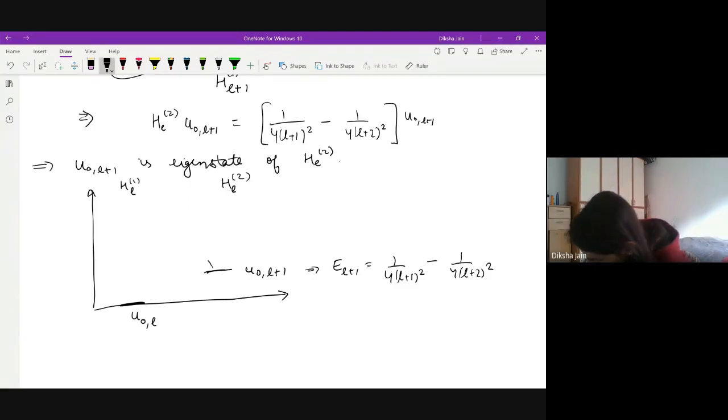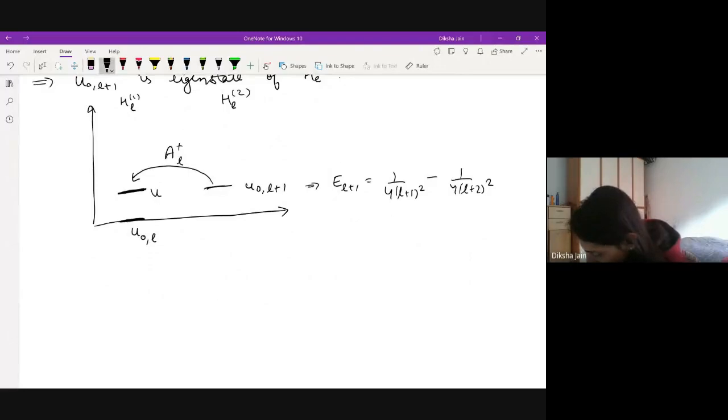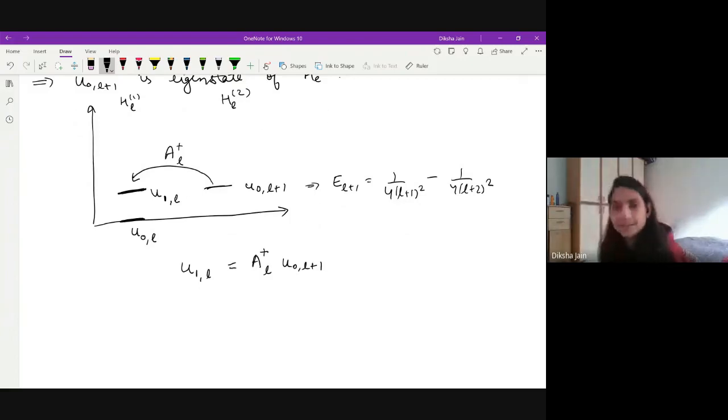But now we know that this state should be related to some state in H1 by just applying the A dagger L operator, because the non-zero energy states are paired in both Hamiltonians H1 and H2. This we know. So now this procedure is simple. We will find the first excited state of H1, which I call the first excited state at level L. It will be related to this state by applying A dagger L on U0 of L plus 1, and I will get this state. Is this step clear? Are there any questions?